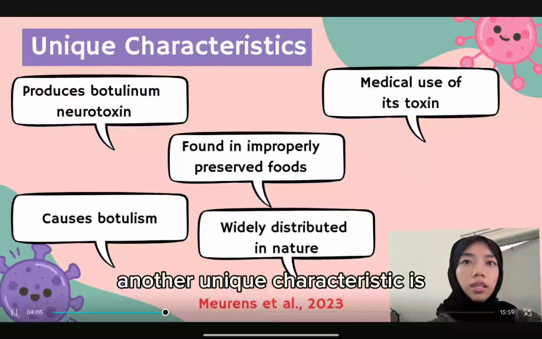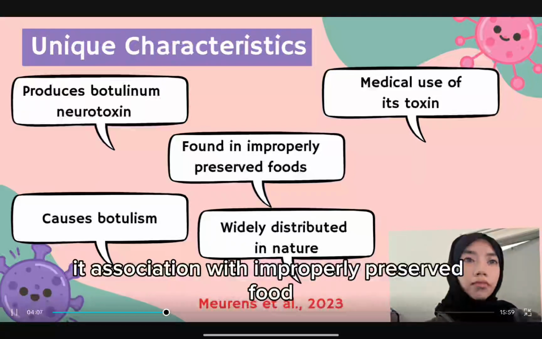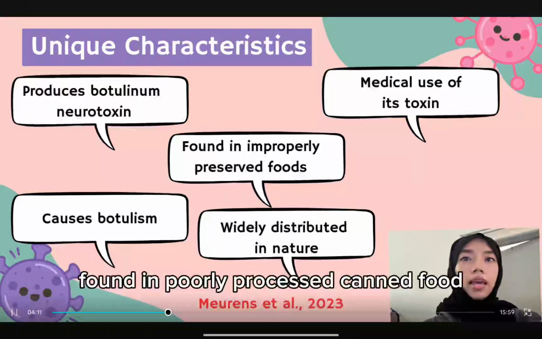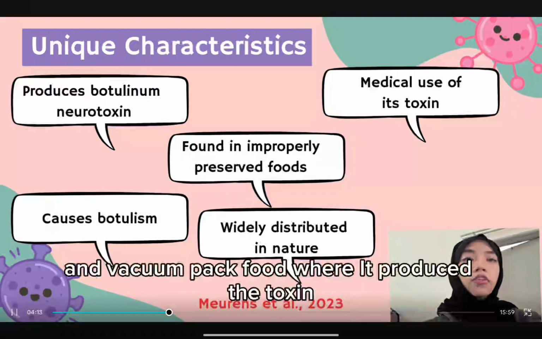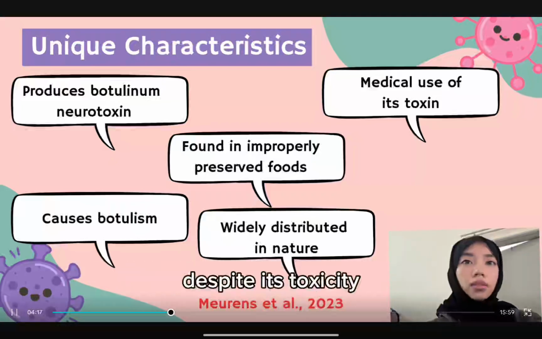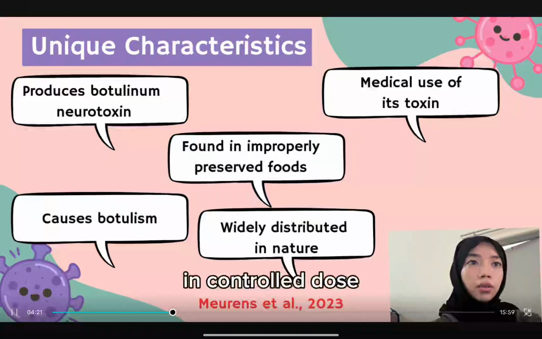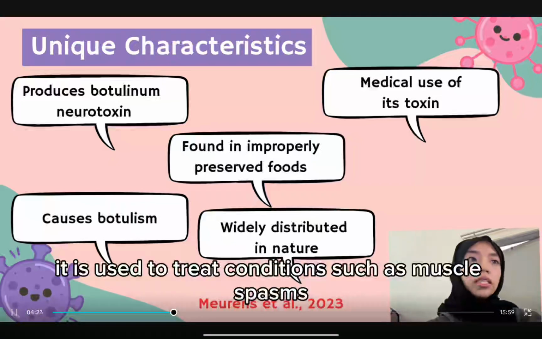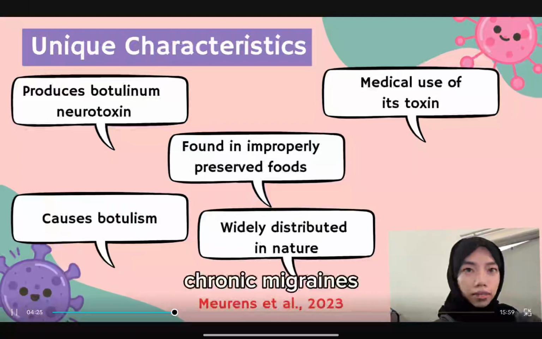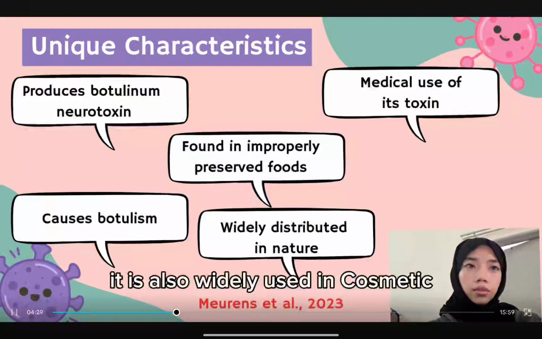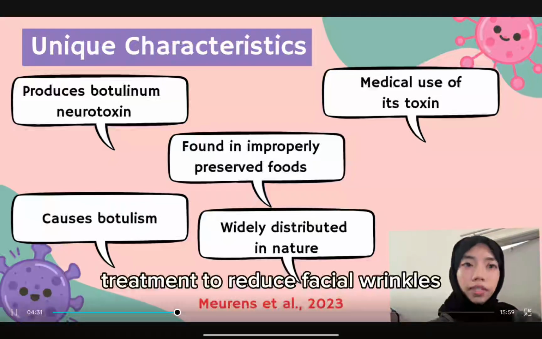Another unique characteristic is its association with improperly preserved food. The bacterium can grow in anaerobic conditions found in poorly processed canned food, fermented products, and vacuum-packed food, where it produces the toxin. Interestingly, despite its toxicity, botulinum toxin has valuable medical applications. In controlled doses, it is used to treat conditions such as muscle spasms, chronic migraines, excessive sweating, and certain eye disorders. It is also widely used in cosmetic treatments to reduce facial wrinkles.